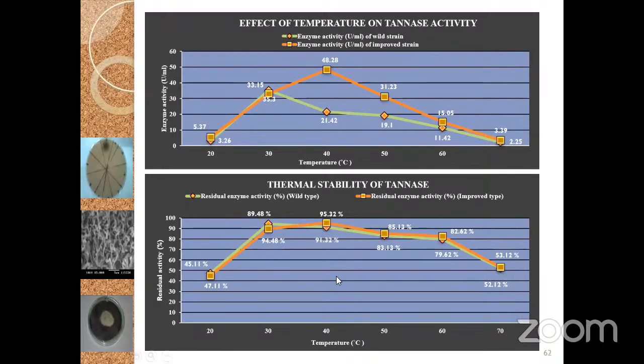When we checked its thermal stability, it was observed that residual activity was 95.32% in the case of the improved strain when we exposed it to 40 degrees. And this improved strain enzyme was also stable in the temperature range of 40 to 60 degrees Celsius. This is one advantage, because when different operations are carried out with respect to tannase enzyme, they are carried out at high temperature. So this enzyme can definitely withstand operations which use higher temperature.